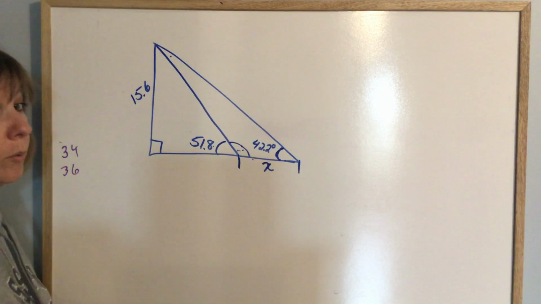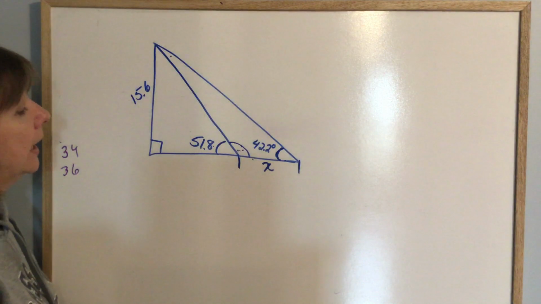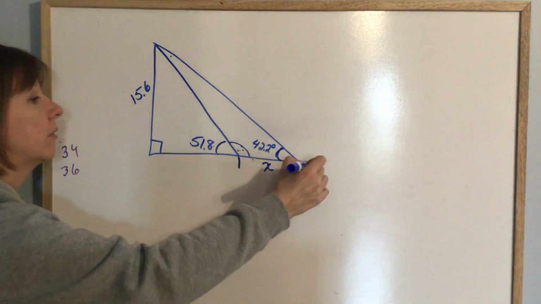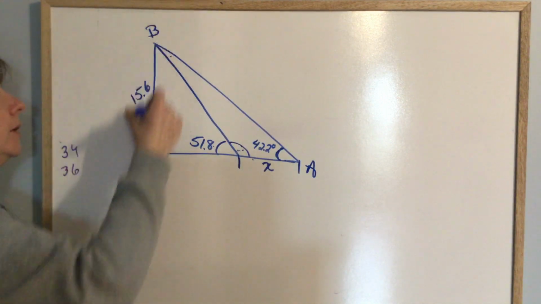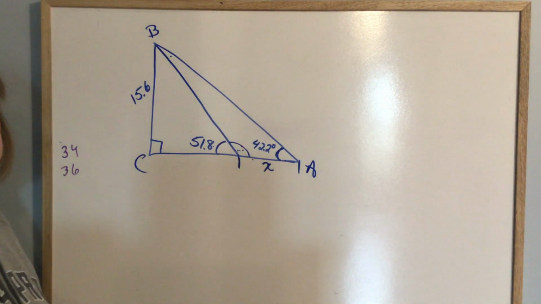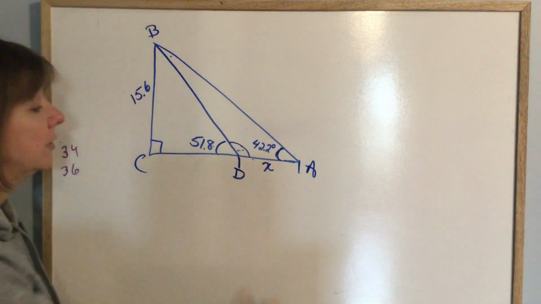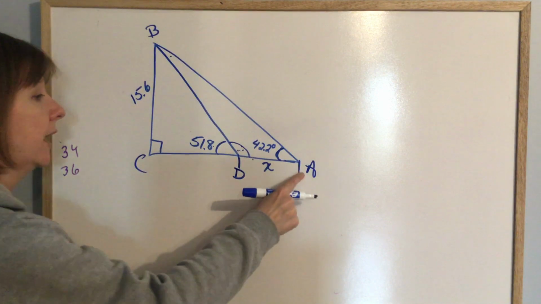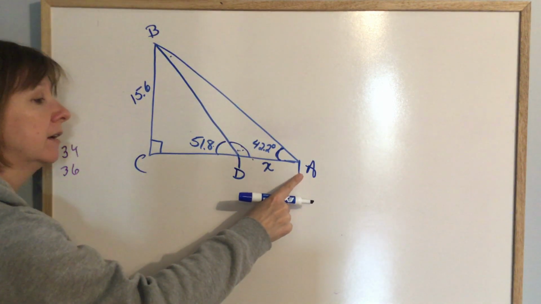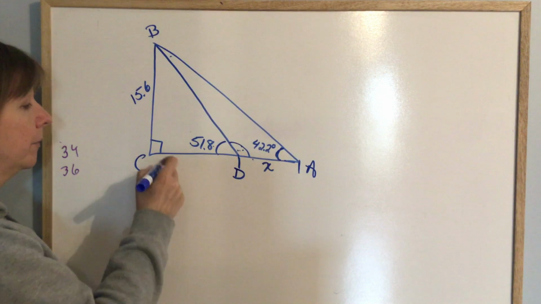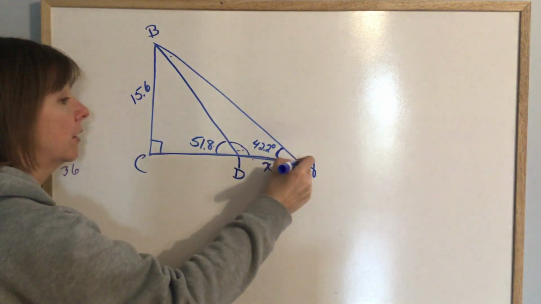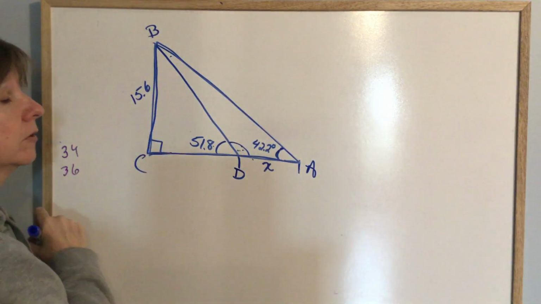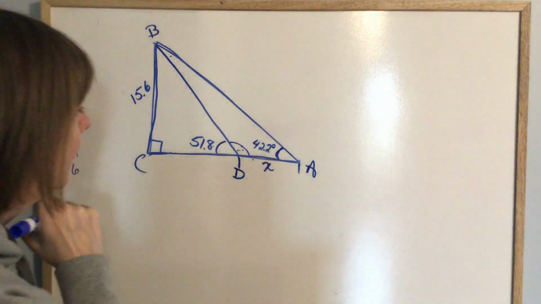Here's what I'm actually going to do. I'm going to figure out, let me just label this A, B, and C, all right? And maybe right here will be D. I'm going to figure out the length from A all the way to C. I'm going to figure out this. So I'm going to look at this as one big, giant right angle triangle. That's what I'm going to do.